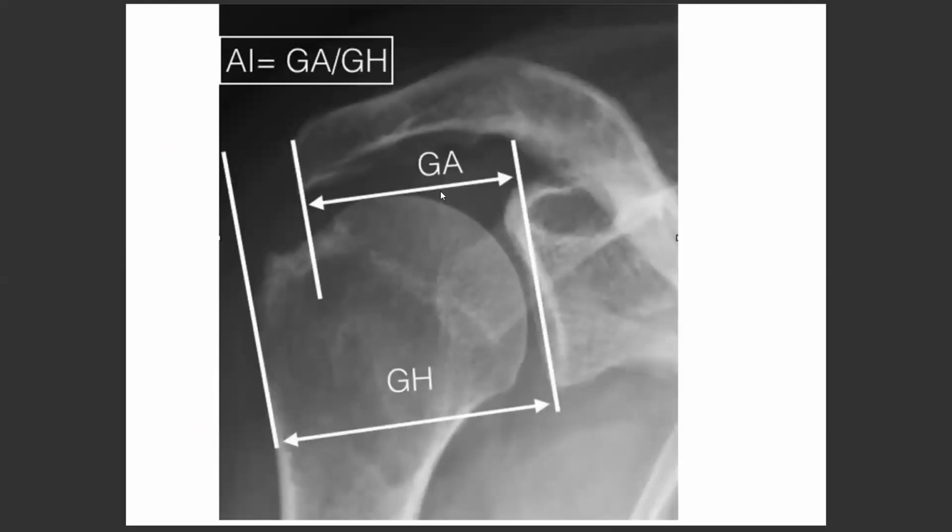So these are the two lines. GA means glenoid to acromion, the distance from that glenoid till the lateral end of the acromion. And another distance, GH, between that glenoid and the lateral end of the greater tubercle of the humerus. Now the ratio between the GA and the GH is known as the acromial index.